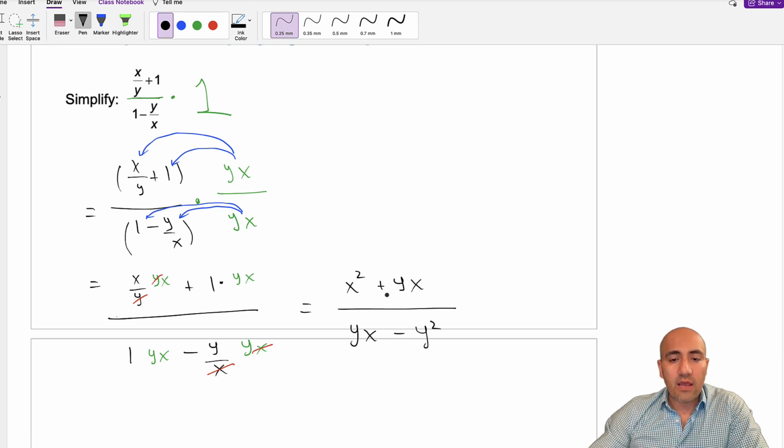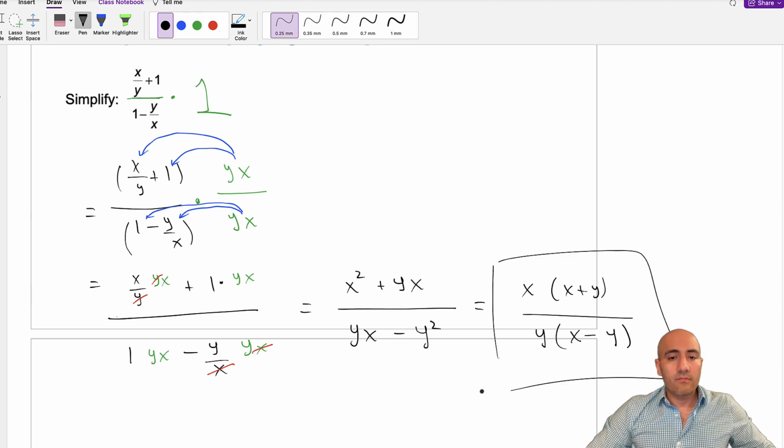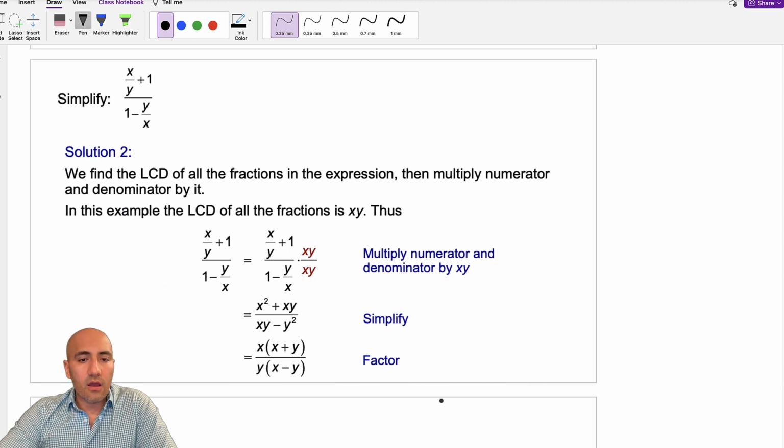So now if we factor out the numerator, there's an x in common. So this becomes x parentheses x plus y divided by, and if we factor out a y, we get a y parentheses x minus y. Good? Okay, so same answer as before. So this is your author's solution using this style, and it's the same thing. We multiply by xy, things simplify and reduce, and so we get the exact same thing.